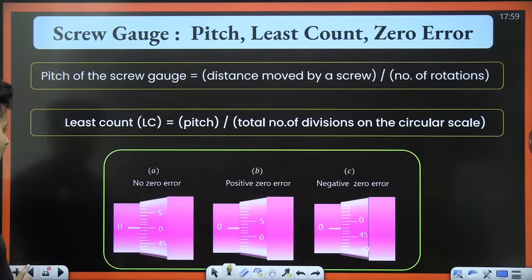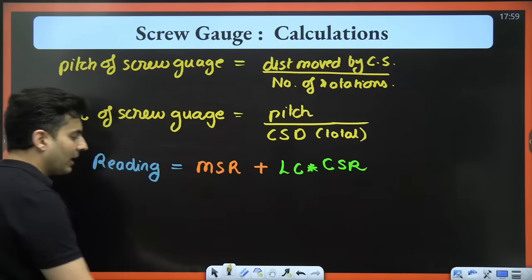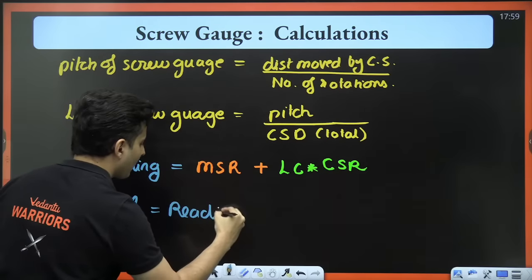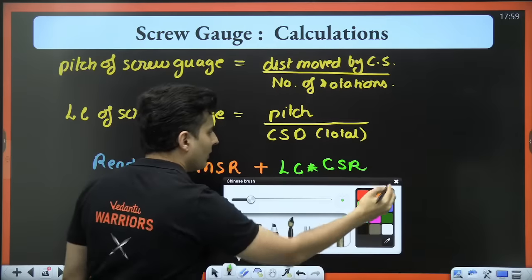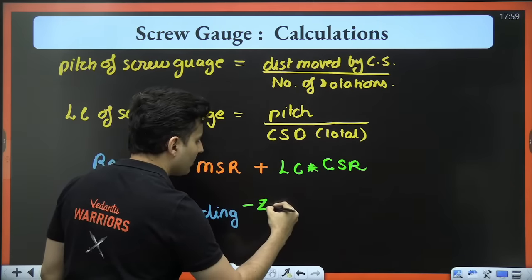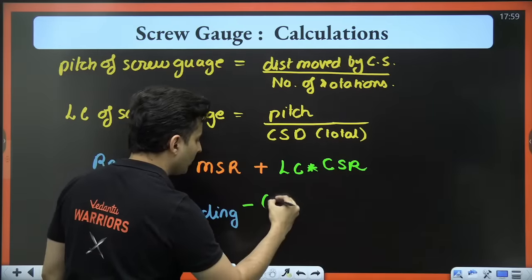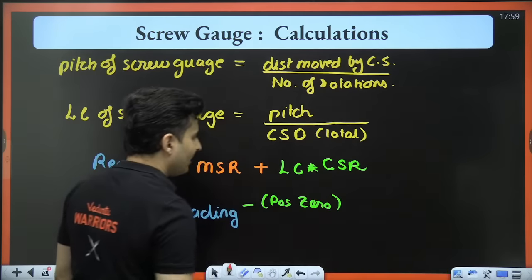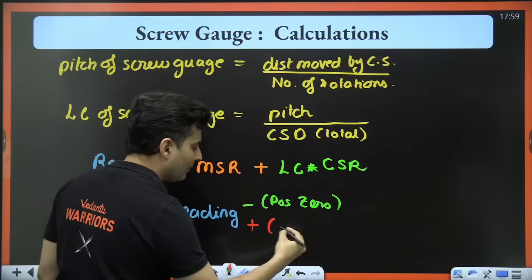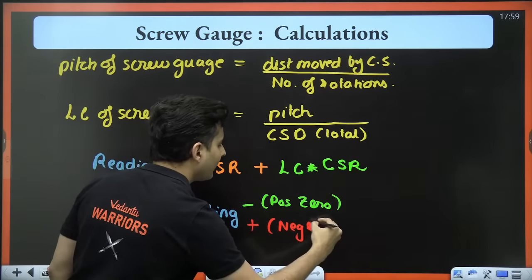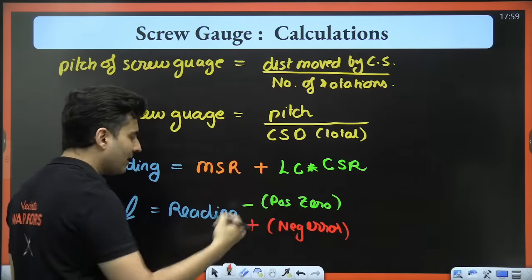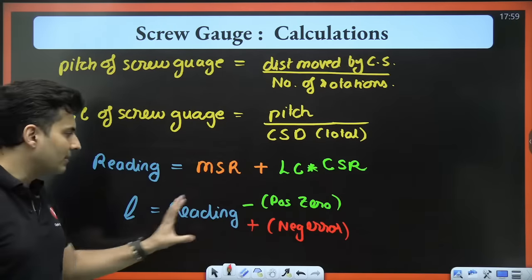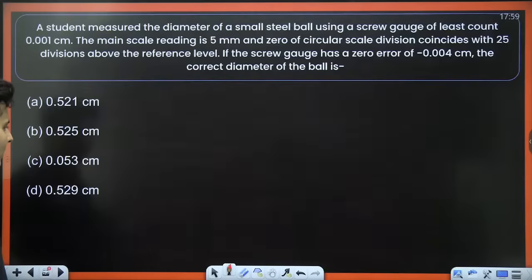And just like before, you can add and subtract to get the final length. So the final length will be the reading, and if it is a positive error, you will subtract it. This will be your positive zero error. And if it is negative, then you will add it. So this is your negative error. Negative error is always added. Positive error is always subtracted to find the length, my dear warriors. Cool? So keep this in mind. Let's solve some questions based on this so that you will get an idea.